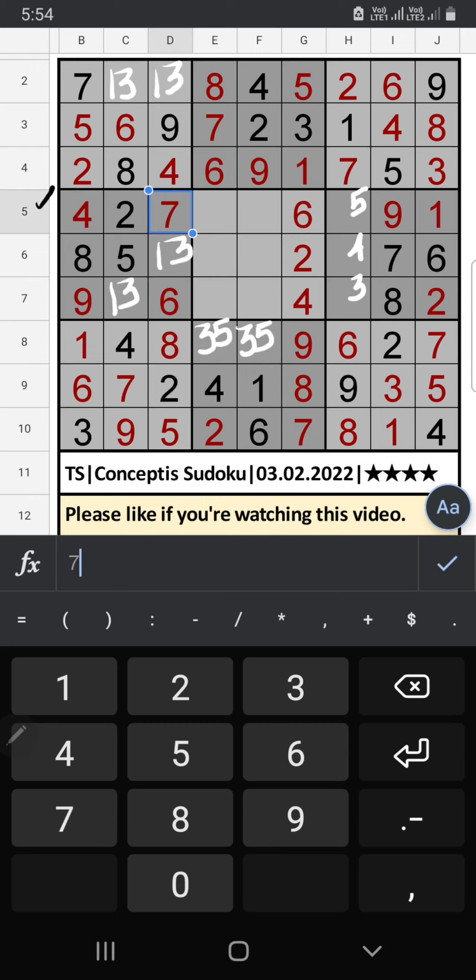Fifth row and seventh row we have 4, so 4 can't come in these cells, then 4 is confirmed here, then only two numbers are remaining, 3 and 5, we will confirm later.